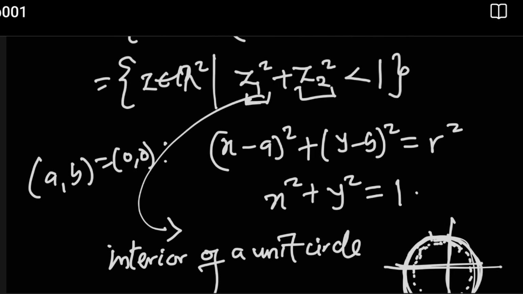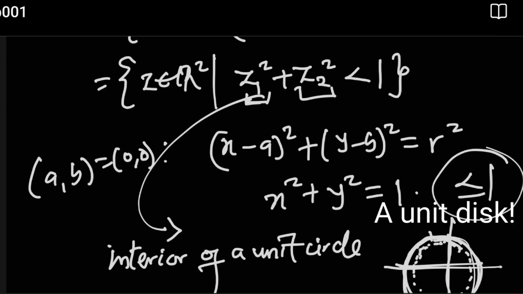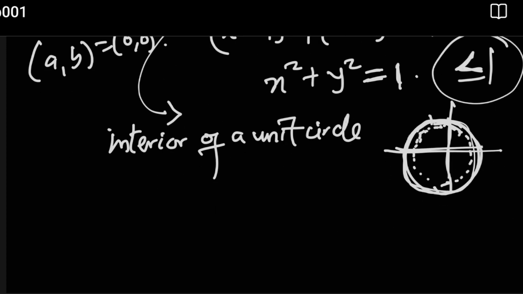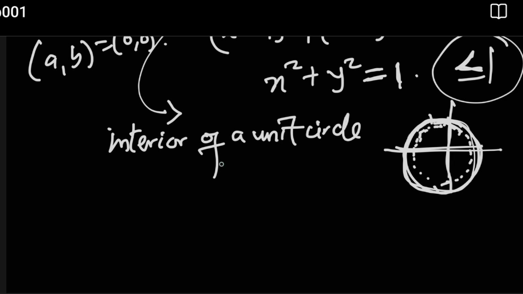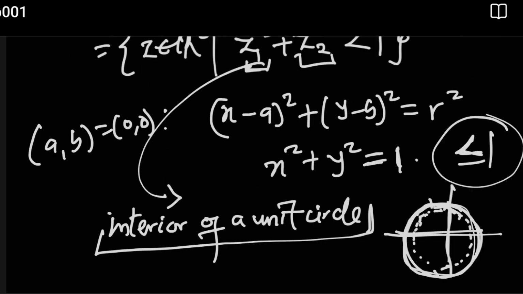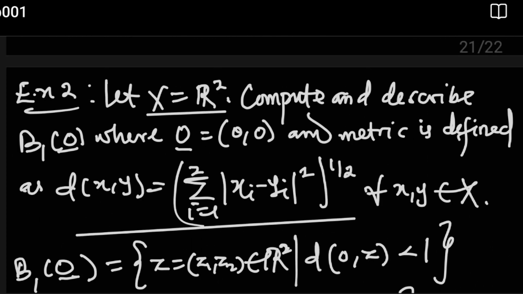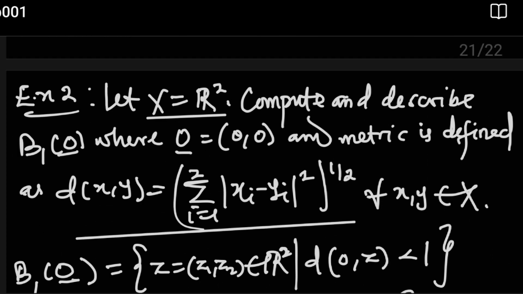When we have less than or equal to 1, we have a disk. When it is equal to 1, then we have a unit circle. If it is less than 1, then we have the interior of a unit circle. So that is the description for this open ball defined on this metric.